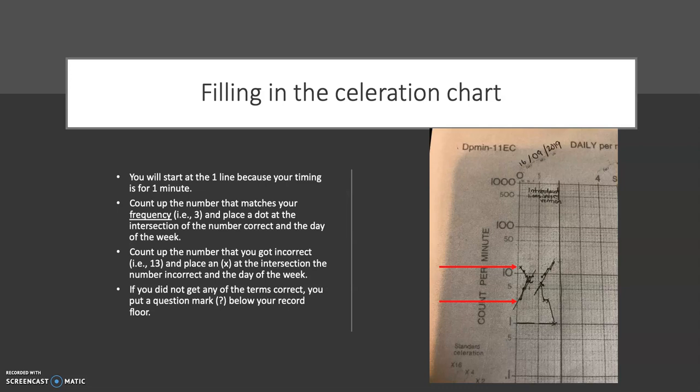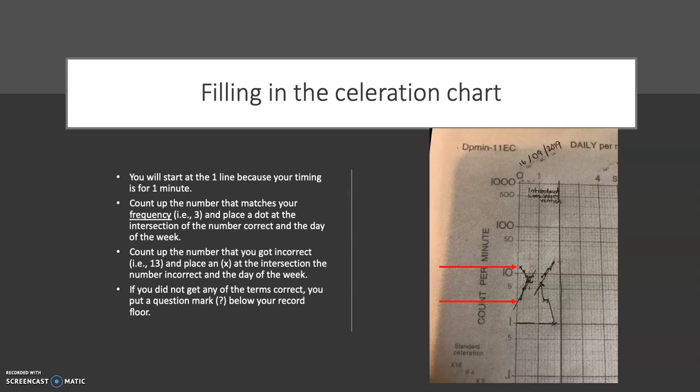Going back to the data sheet, on the first day, I had a frequency of 3 for correct terms and 13 for incorrect terms. I'm going to put a dot at the intersection of Monday and the 3 line, and I am going to put an X at the intersection of Monday and just a bit above the 10 for the incorrect responses. Because remember, at the 10 line, we start counting by tens and not ones. So 13 would be between the 10 and the 20 line.